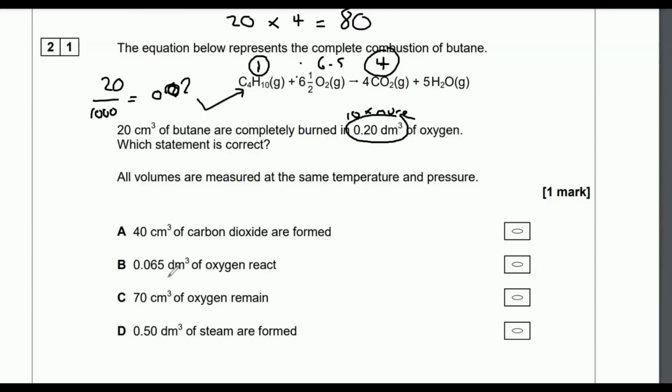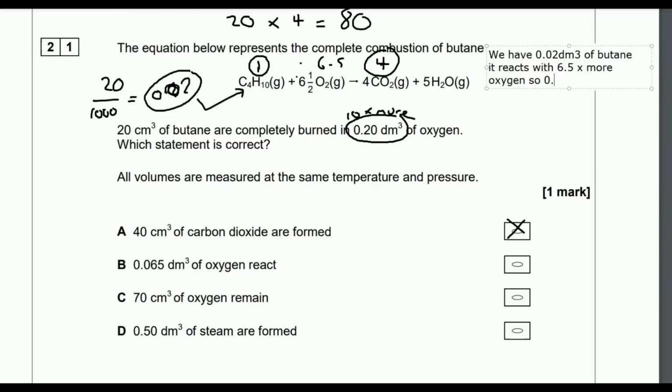So 20 times 4 should be 80 centimeters cubed of carbon dioxide formed. So we cross that one out. We've got 0.065 decimeters cubed of oxygen reacting. Is that true? Well, we've got 0.02 of butane. All we've got to do is look at the ratio. It's 6.5, so we've got to go 6.5 times 0.02. Does that equal 0.065? Because we know there's a 6.5 to 1 ratio.